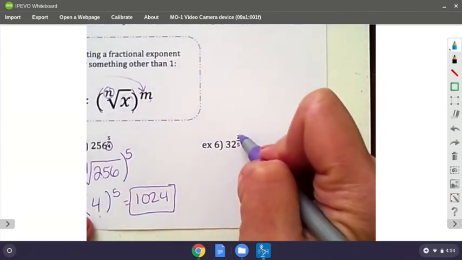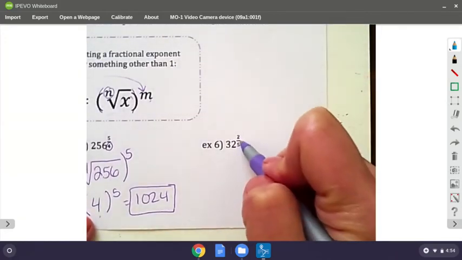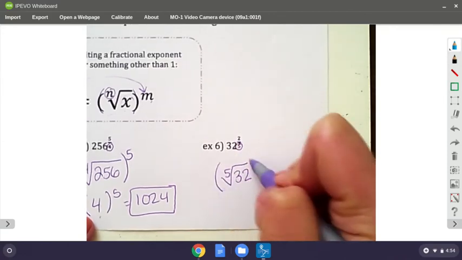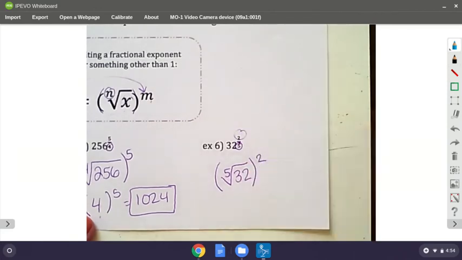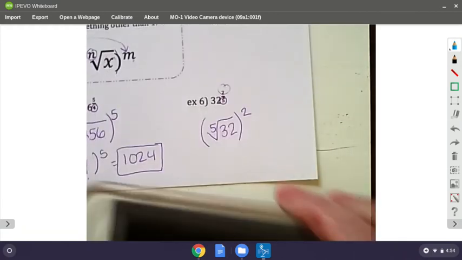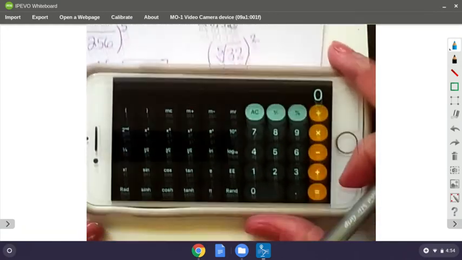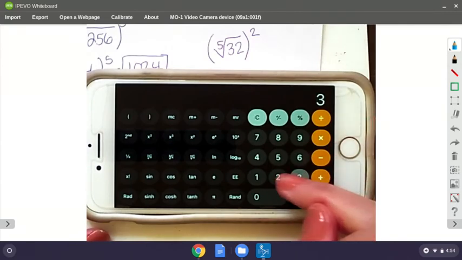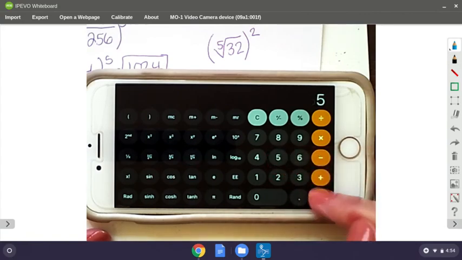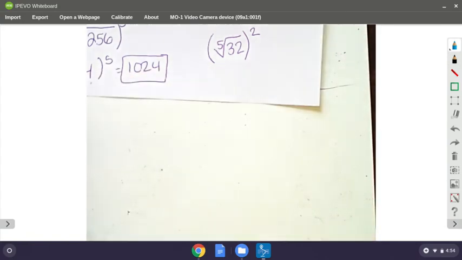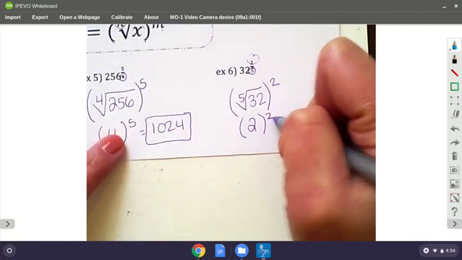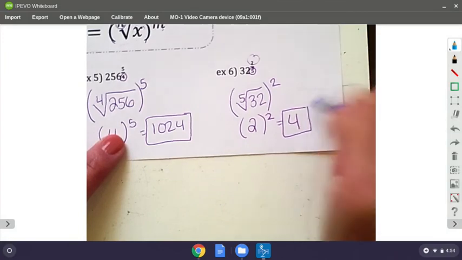Okay, last one here is 32 to the 2/5 power. So this 5 is going to be the root, so it's the 5th root of 32, and then this is going to be raised to the 2nd power, like that. So we need the 5th root of 32. So let's grab the calculator. I'll do this one again. So we want 3, 2, and then we're hitting this button to tell it that it's the 5th root, equals, it's 2. 2 times itself 5 times is 32. So this becomes 2, and then this exponent is squared, so it's 4.